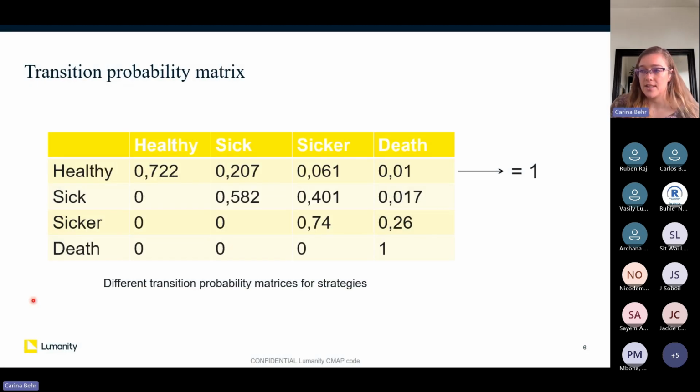Then we can look at a transition probability matrix. In this example, a very simple example, you can move from healthy and staying healthy, and you have more or less 72% chance of staying there. All the values are given here, and what's important is that every row sums up to 1 in a cohort state transition model.